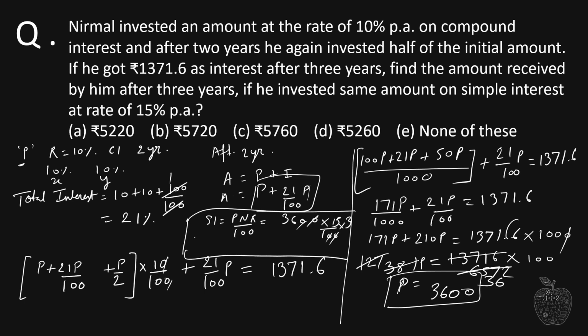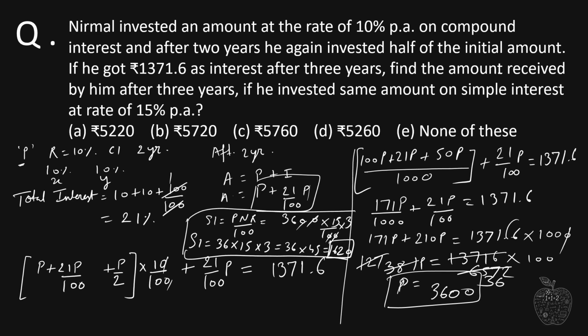So the zeros get cancelled. We get simple interest as 36 into 15 into 3, and I've already calculated this value. This comes out to be 36 into 45, which is equal to 1620.